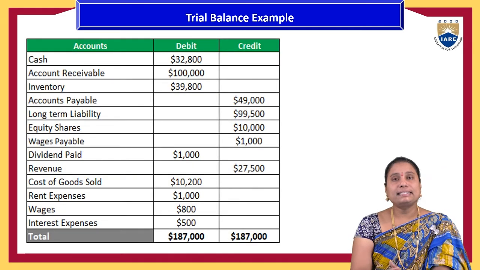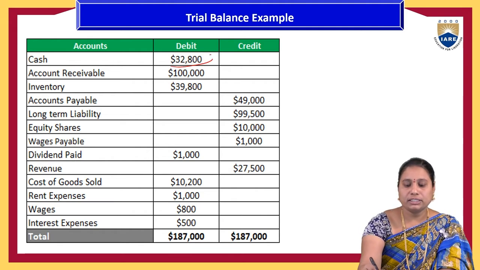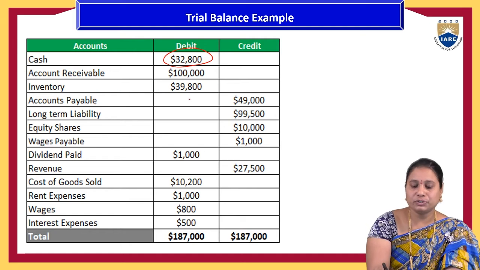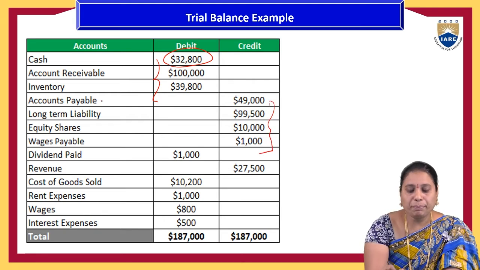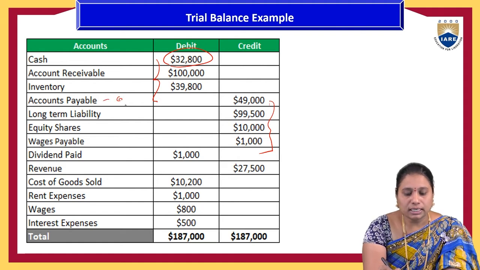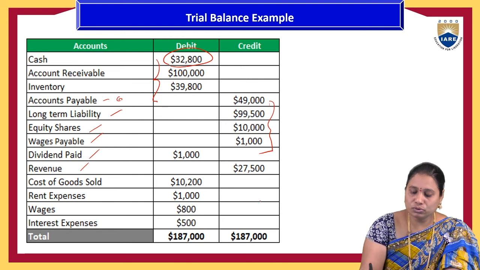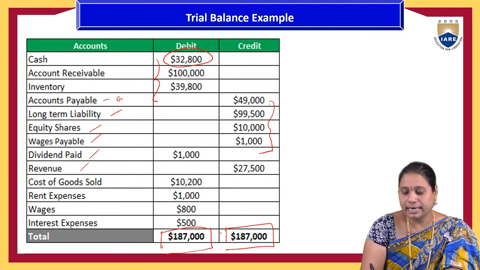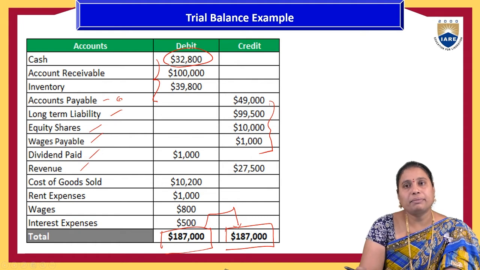For trial balance examples, if we see the cash balance with the organization, let us say 32,000, account receivables, inventories, all these are on the debit side, and the remaining are on the credit side, that is account payables, that is the bills which they have to pay, and long term liability, equity shares, wages, dividends, revenue. So if the debit balances are all added and the credit balances are all added, they must be equal, then only we can know that the transactions have been done perfectly.